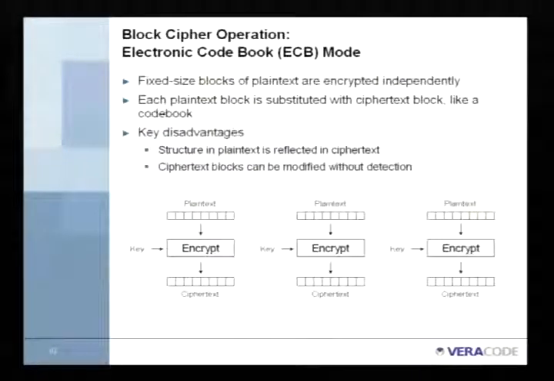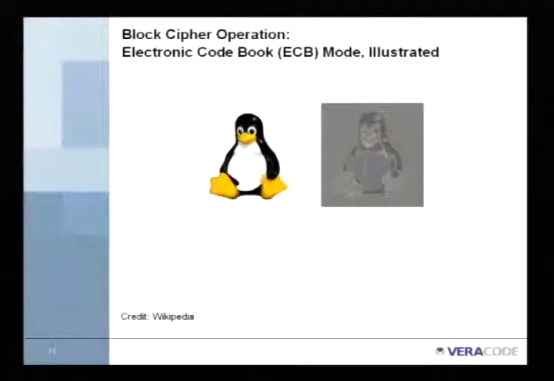Here's the textbook example of ECB mode, courtesy of Wikipedia. This is an image encrypted with ECB mode. And so you can see on the right side, a particular color is always encrypted a certain way. So no matter where it is in the diagram, it always looks the same. So you can see how the patterns in the plain text data are still very evident. And we're going to carry that technique over to the web applications.